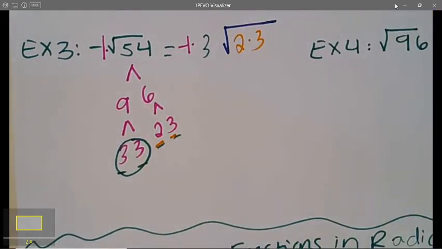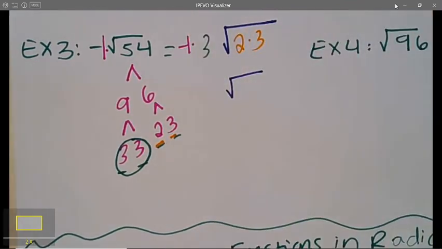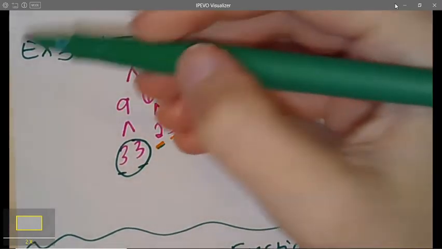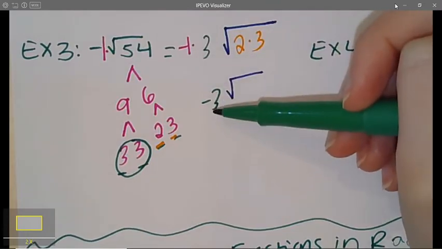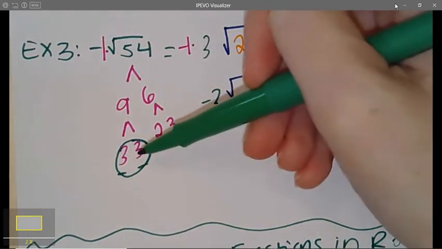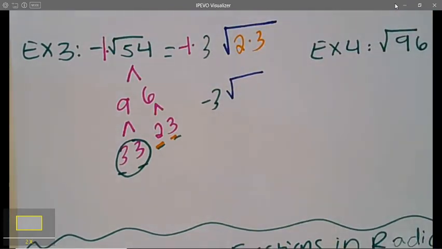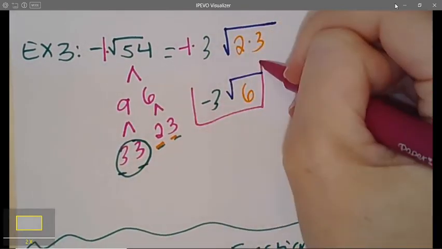Okay, so then for my final answer, I just need to start multiplying things. Negative 1 times 3 is negative 3. Again, the shortcut: if you see a negative on the outside of your square root, it just means that your answer is negative. So you could have just said, well, 3 will hop out, and then since there's a negative, it'll be negative 3. But it's up to you. And then 2 times 3 is 6. So my final answer will be negative 3 root 6.